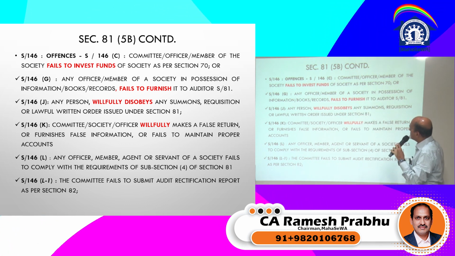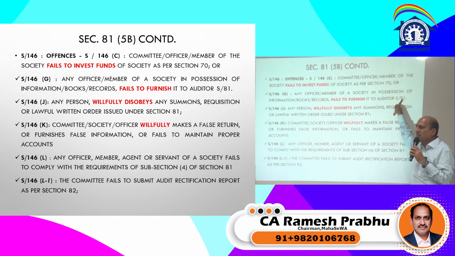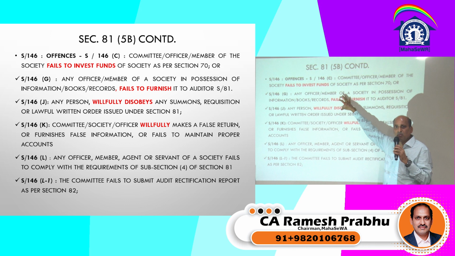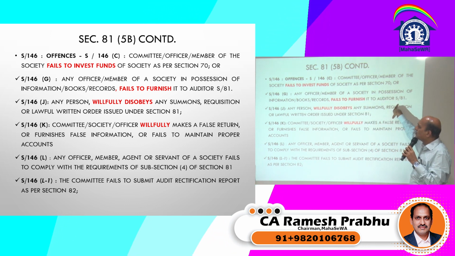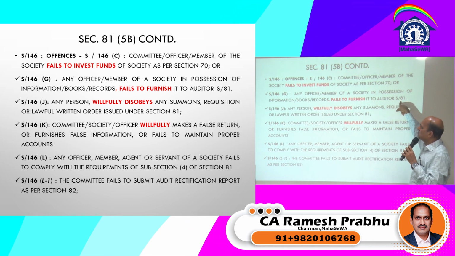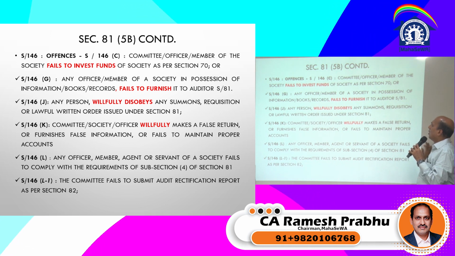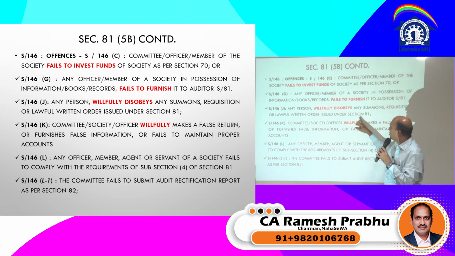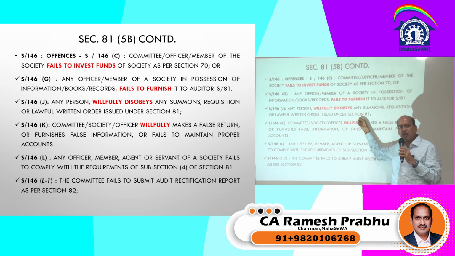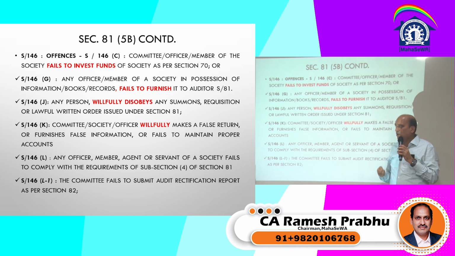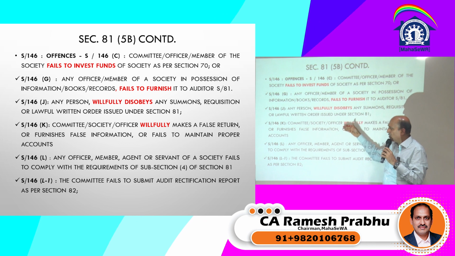Any officer or member of the society in possession of the information, books or records who fails to furnish it to the auditor. Suppose there is a committee that is not giving you the books of account you have demanded, then they have failed to give the information to the auditor, so they have committed an offence. Any person who willfully disobeys any summons or requisition or lawful written order issued under section 81. As an auditor, we also have the power to issue summons, and once you issue the summons, they have to obey it. If they don't obey, they have committed an offence.